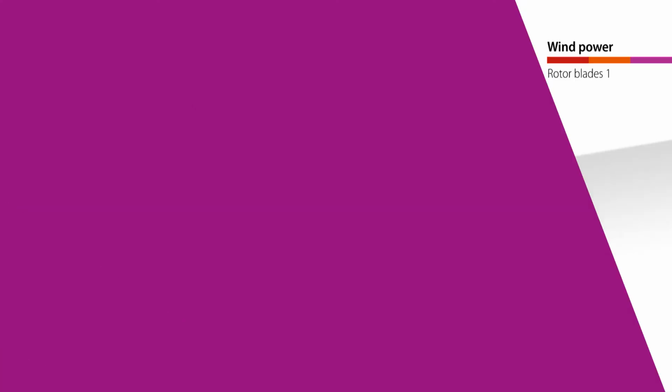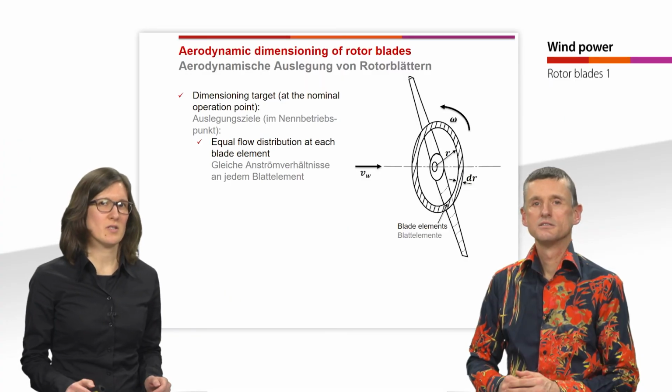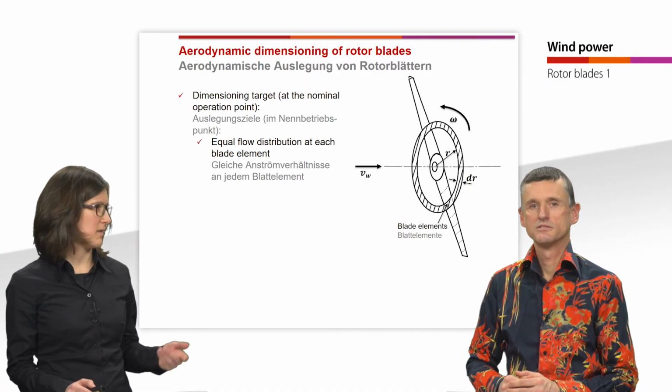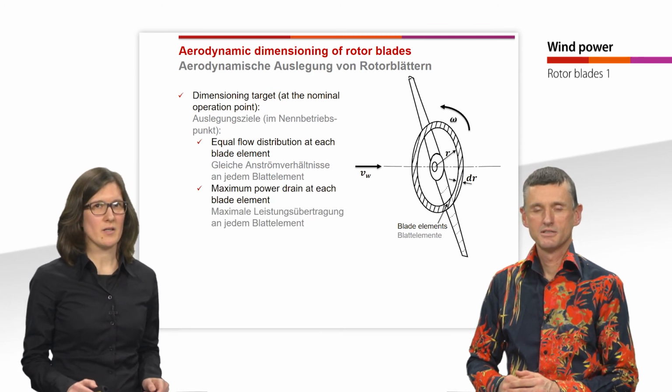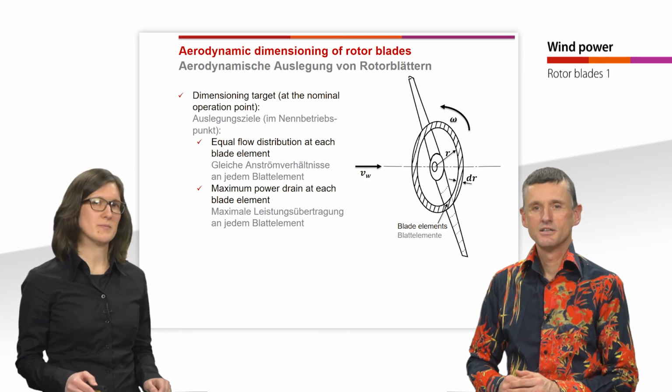So from that, we get some dimensioning targets at the nominal operation point of such a rotor blade. We want to reach equal flow distribution at each of these blade elements, and we want to reach a maximum power drain at each of the single blade elements.